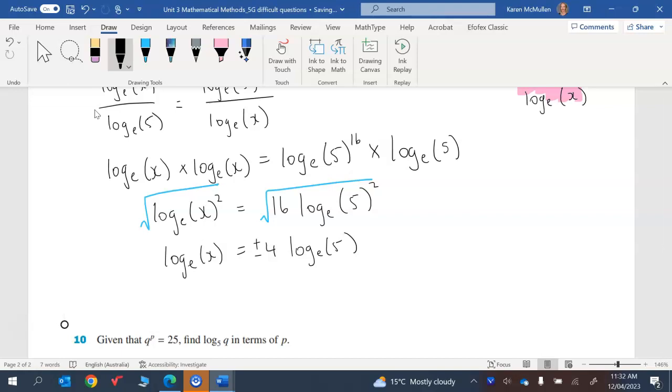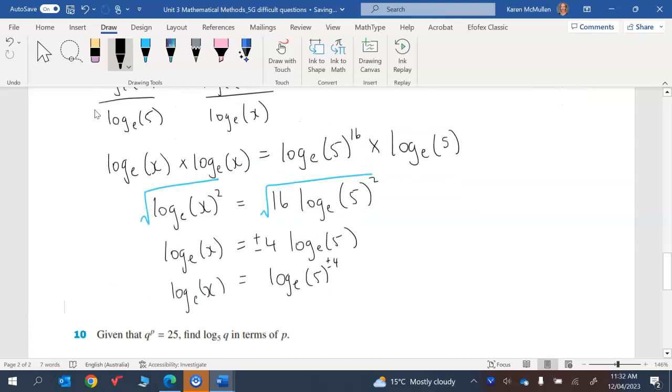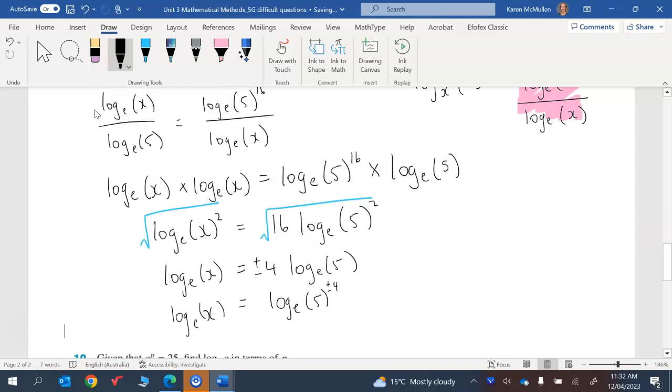All right, then let's just move that 4. I'm just looking at my notes as we go, so I don't miss anything. I'm just going to put plus or minus the 4 here. All right, so then I can take base e of both sides. Because they're log base e, they're the same base, then I'm left with just x on the left side, and on the right side 5 to the power of plus 4, or 5 to the power of negative 4.